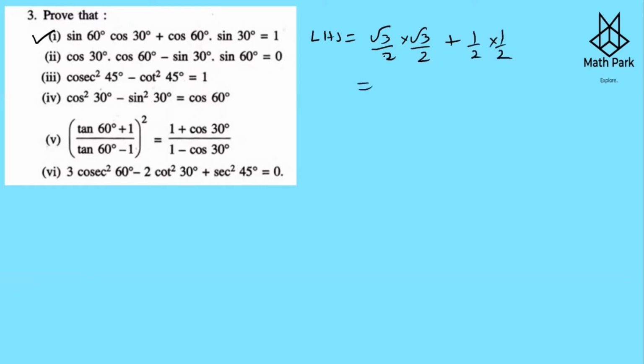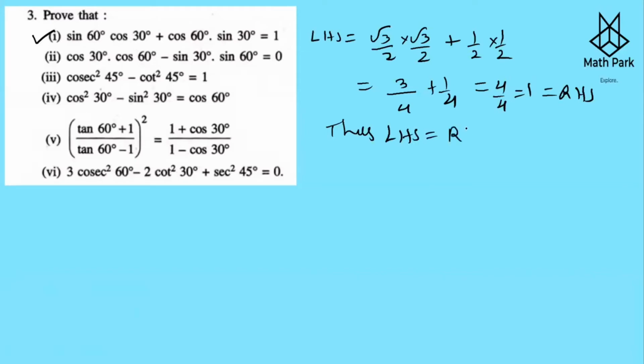So we get root 3 times root 3 is 3, 2 times 2 is 4, so plus 1 by 4. 3 by 4 plus 1 by 4 is 4 by 4, which is 1. And this is our RHS. So thus we get LHS is equal to RHS. We have done with the first part. So let us start with the second one.